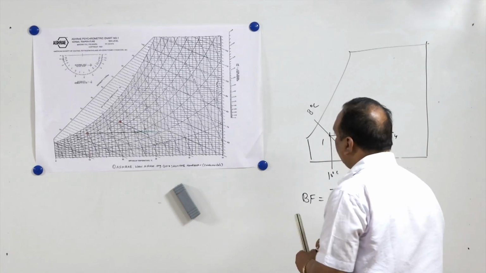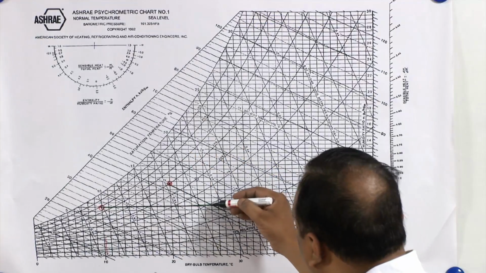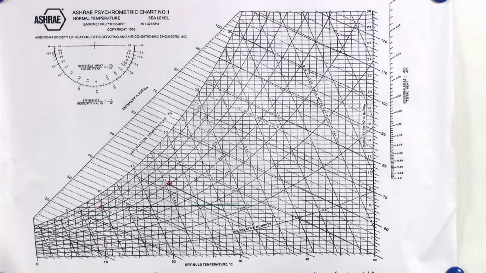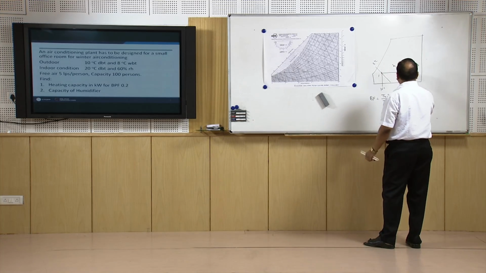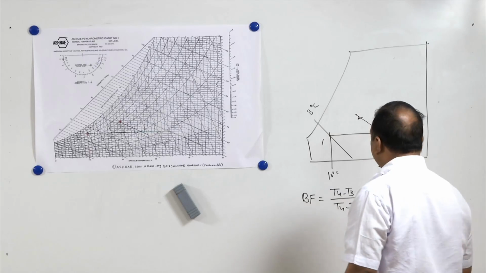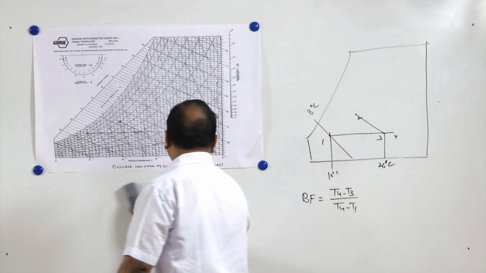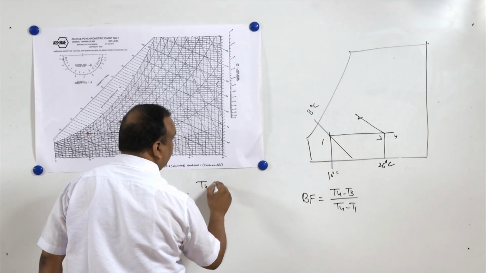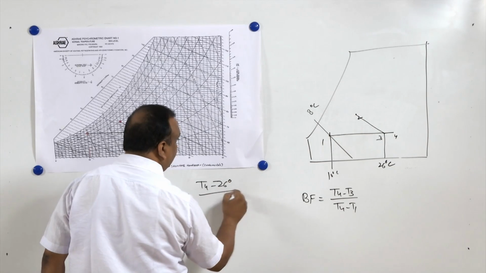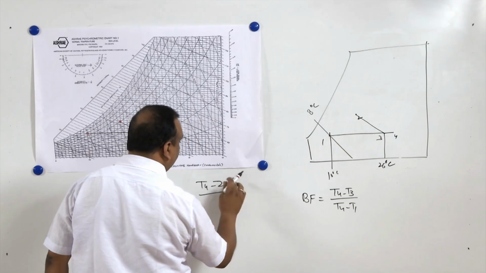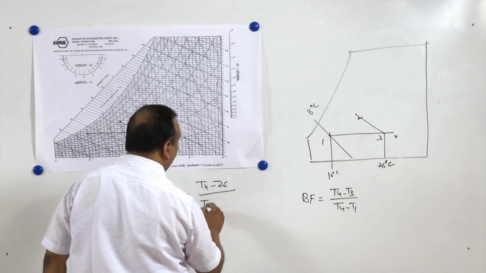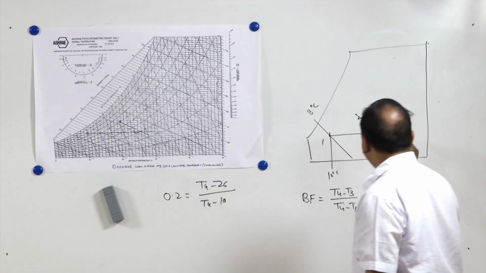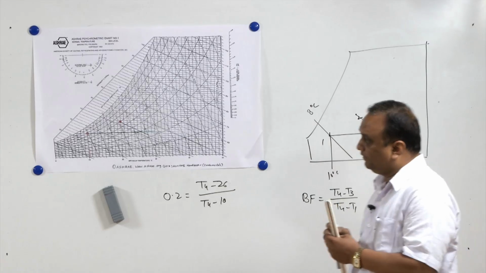So, now for this temperature, T3 is 26 degree centigrade. If bypass factor is 0.2, so 0.2 is equal to T4 minus 26 degree centigrade divided by T4 minus 10 degree centigrade, and from here we will get the value of T4, that is the coil temperature.